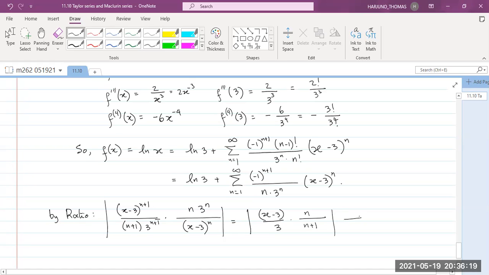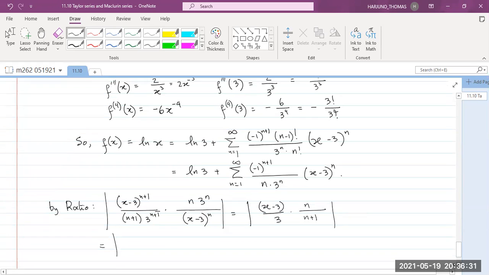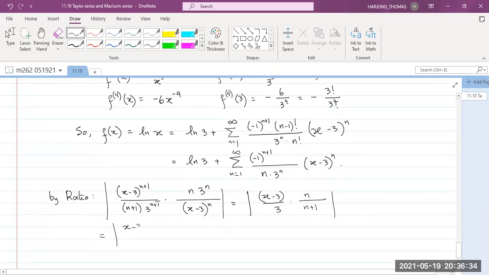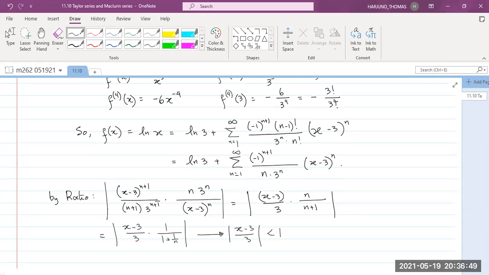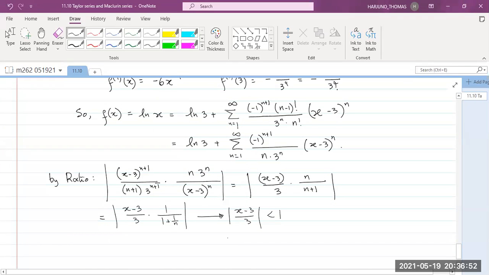Now, this is convergent to, well, maybe I write it this way first. That is equal to x minus 3 over 3, times 1 over 1 plus 1 over n. And this is convergent to x minus 3 over 3. Now, this is less than 1 when the absolute value of x minus 3 is less than 3. So the radius of convergence is equal to 3.